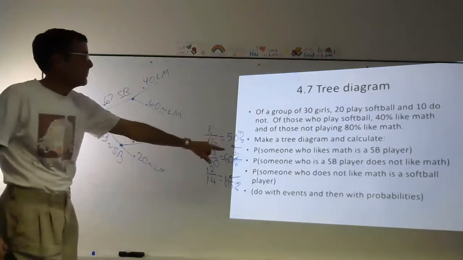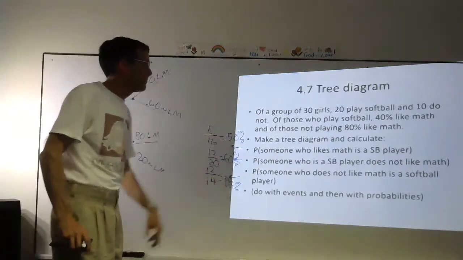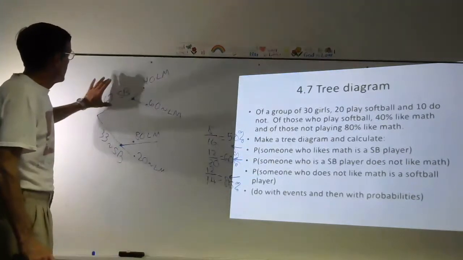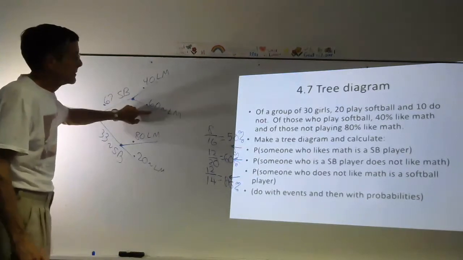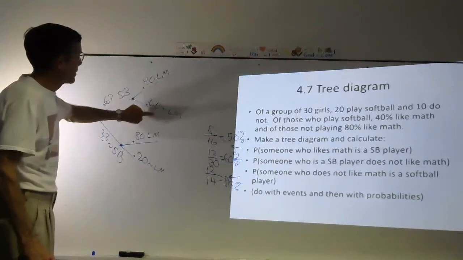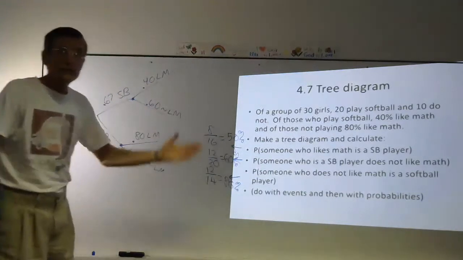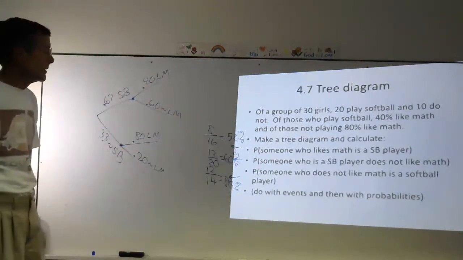Next one, the probability that someone who is a softball player does not like math. If you're a softball player, what's the probability you don't like math? 60%. Right there, no work.